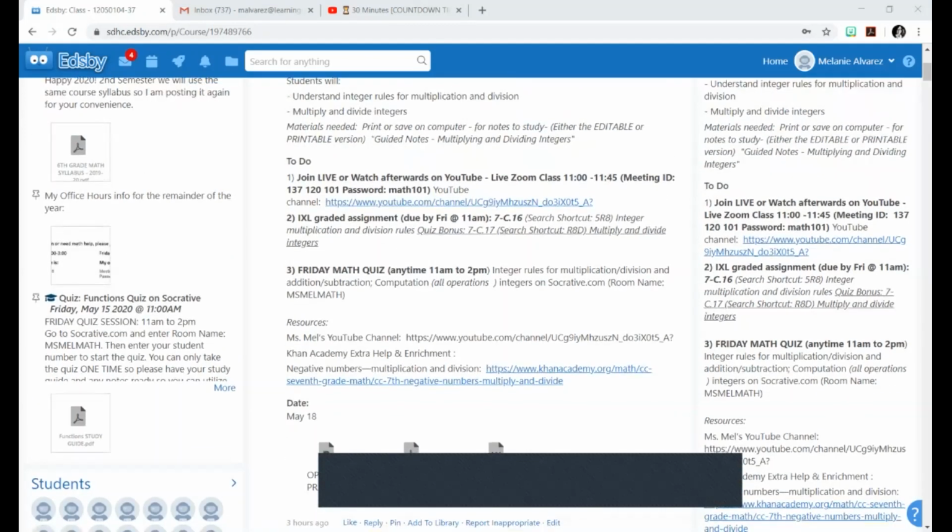Also, we have an IXL graded assignment this week. This is your last assignment besides the quiz you're taking Friday. The shortcut for this week is 5R8. 5R8 will take you to 7th grade C16, which is integer multiplication division rules. I was kind of nice about that because this one focuses not on what the answer is, but on whether the answer is going to be positive or negative.